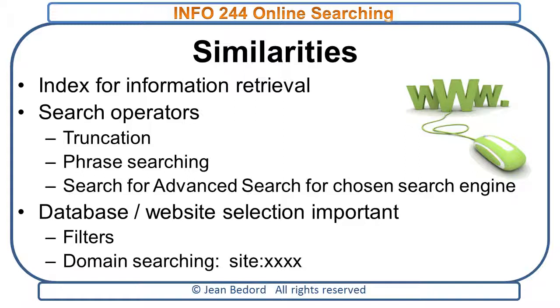Secondly, choosing a database or website is just as important for web search as it is for professional search engines. On ProQuest Dialog, you could either search all databases or choose databases. On the web, you can choose to search subsets by either utilizing filters or by specifying a domain to search. The cite command can be one of your best friends for finding relevant information.